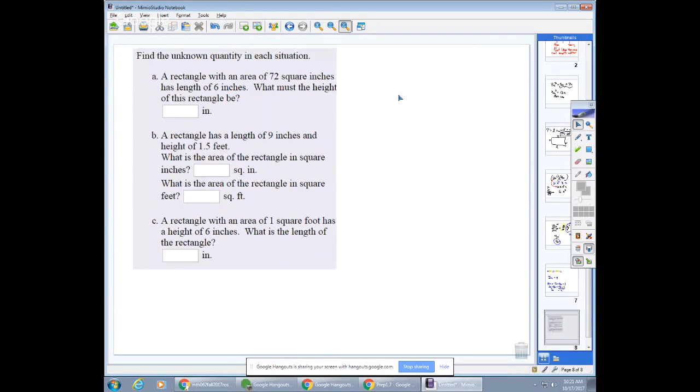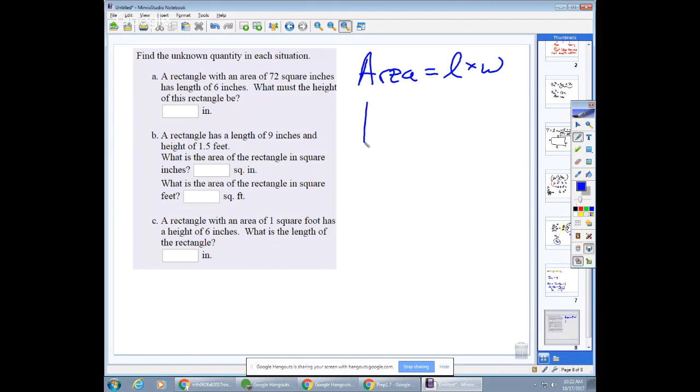All right, so it says find the unknown quantity in each situation. Whenever I have something like this, I like to draw a picture of it. It helps me figure it out. I recommend you do the same. So we got a rectangle with an area of 72 square inches. Now, something I need to remember to do this: area of a rectangle, that's just length times width.